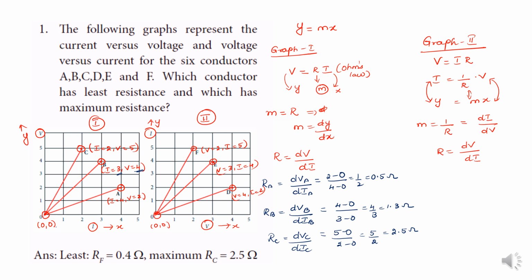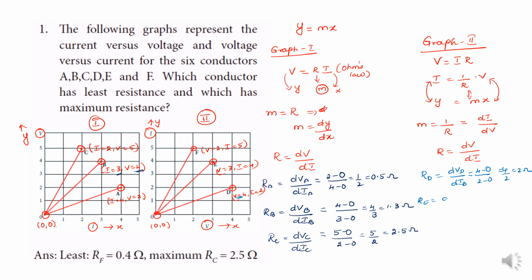So, RD is equal to, what is RD is equal to? dVD by dID. What is dVD? V is 4 minus 0 by 2 minus 0. 4 minus 0 by 2 minus 0 is equal to 4 by 2, which is 2 ohms.